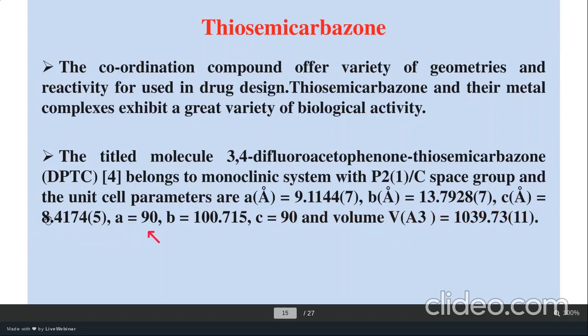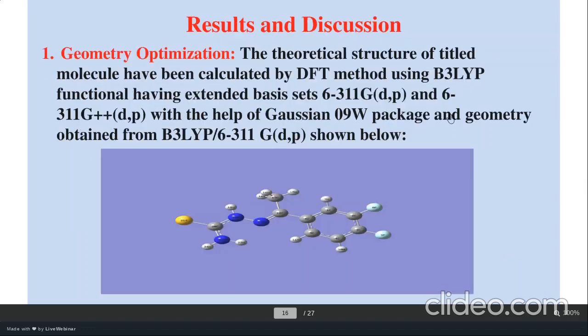And these are the angles between the unit cell axes. Alpha is equal to 90, beta is 100.70, and gamma is equal to 90. And the volume of this unit cell is about 1039.73. These are some approximated values in brackets.